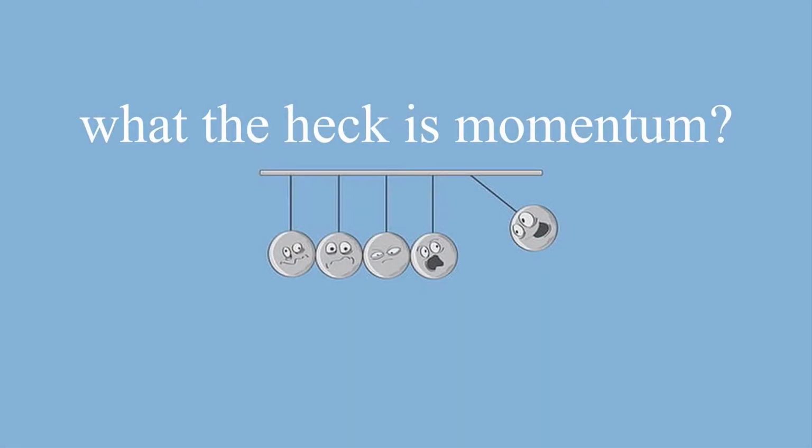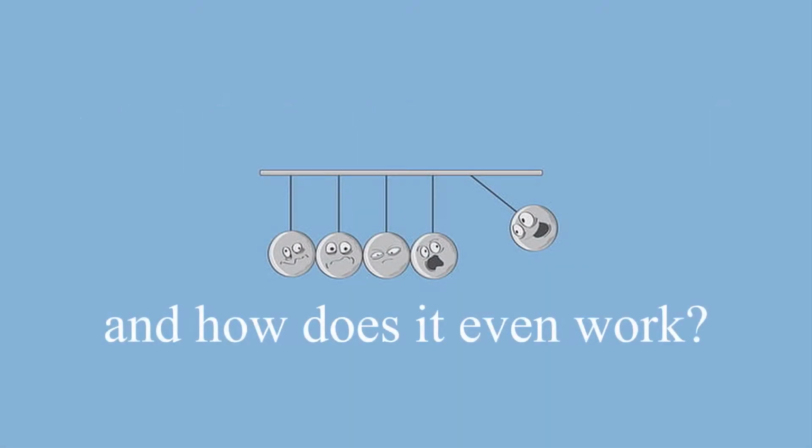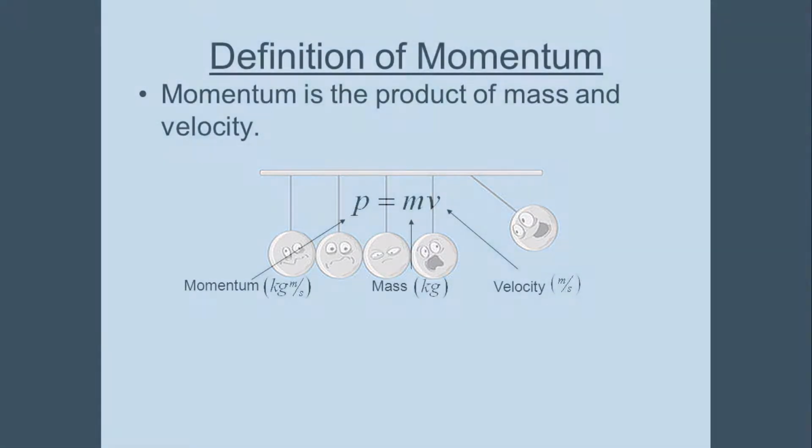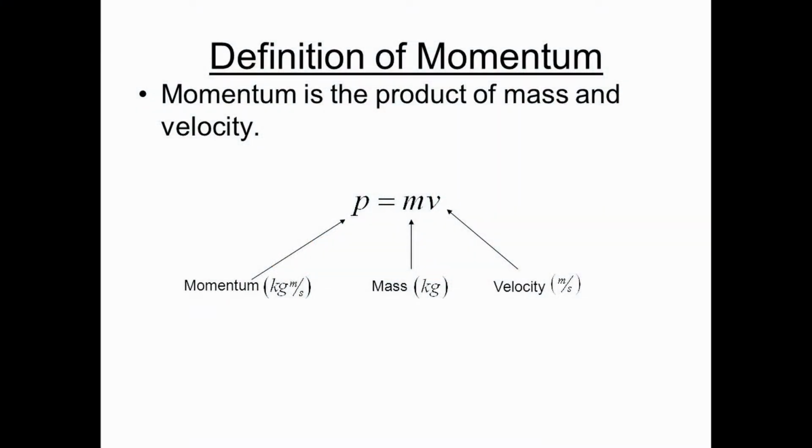Momentum. What even is it and how does it work? Momentum is defined as the quantity of motion that an object has. This is equal to the mass of the object multiplied by its velocity.